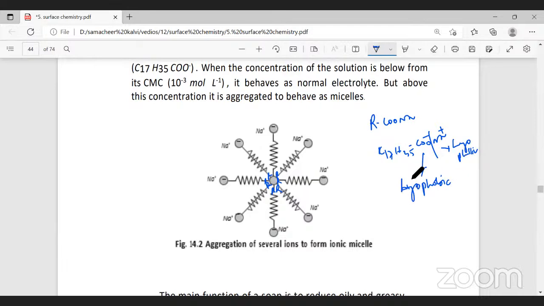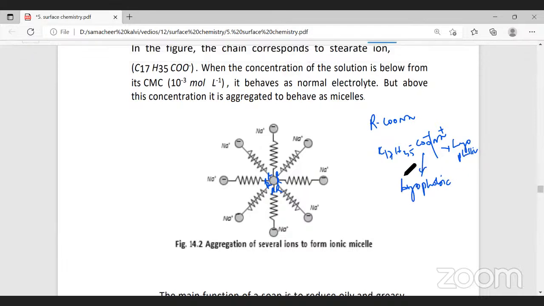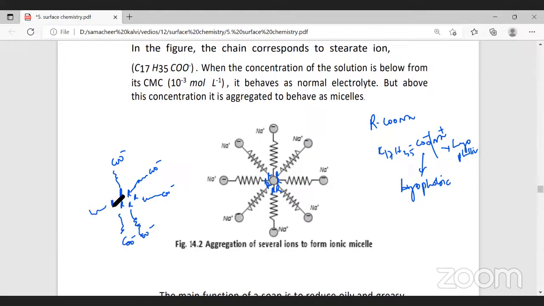Since it does not have any affinity towards water, all the R groups will associate, more than 100. So this is COO minus. That is what they've shown here, COO minus, and here also you have COO minus. It's a long chain, so we are representing the long chain like this.